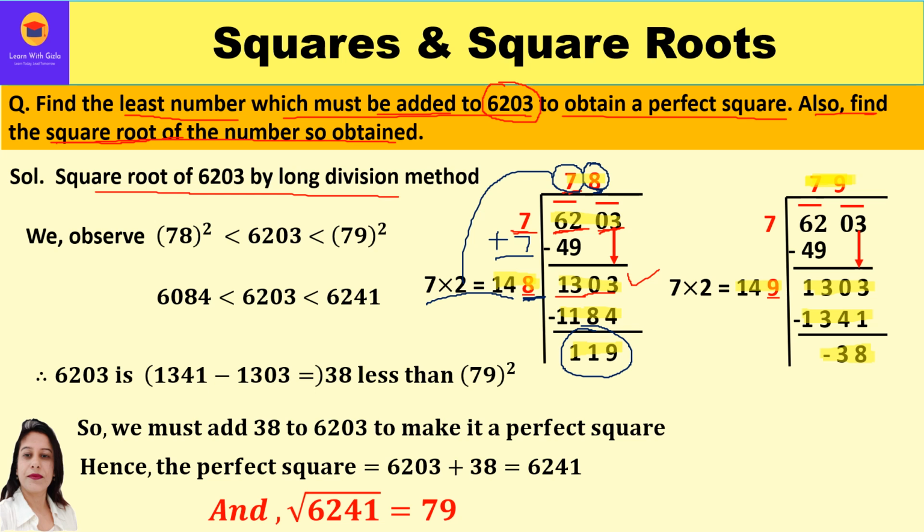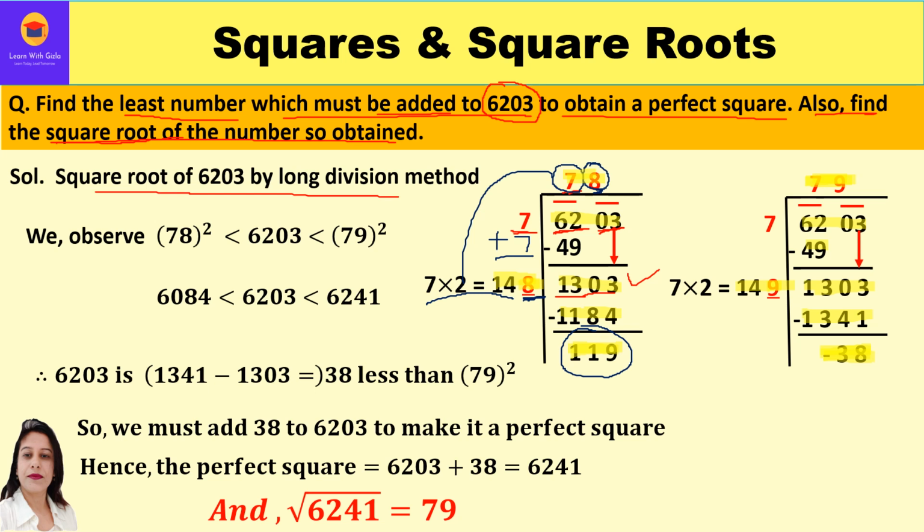Now over here I have done the same process, same pairing, same 49, everything is the same. The only difference is that instead of 8 now I have taken 9, because with 78 as a quotient I was getting a remainder 119, whereas over here with 79 I am getting something which is less. That means to make it a perfect square I can add 38 to it.